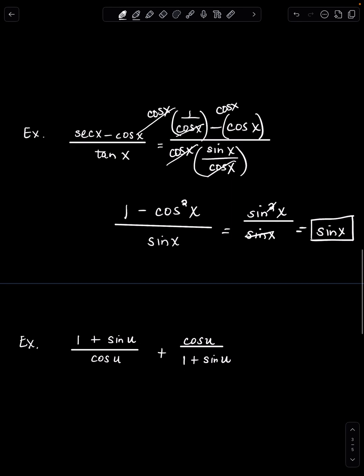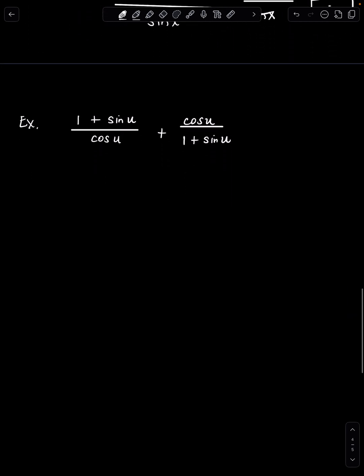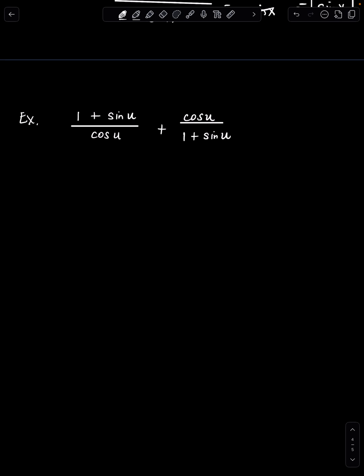Okay, let's do one more. 1 plus sine of u over cosine of u plus cosine of u over 1 plus sine of u. All right, so we've got these fractions. You know, when you add fractions, you have to have a common denominator. The common denominator in this case is going to be the product of all the factors. So it's going to be the cosine of u times 1 plus the sine of u. All right, I have to use all those factors.